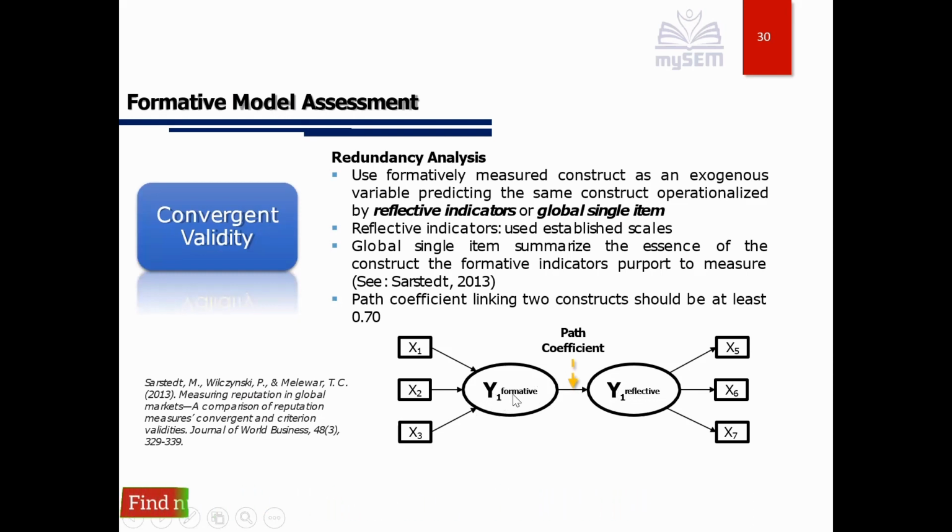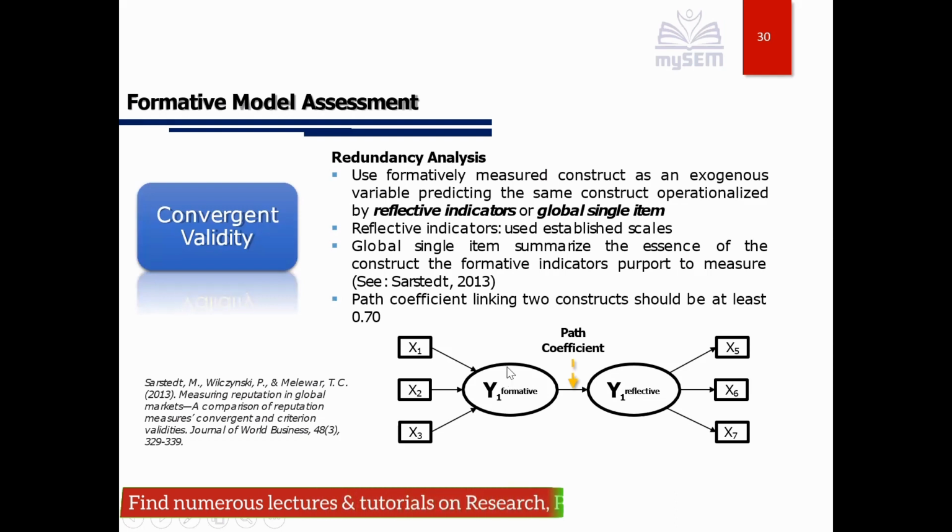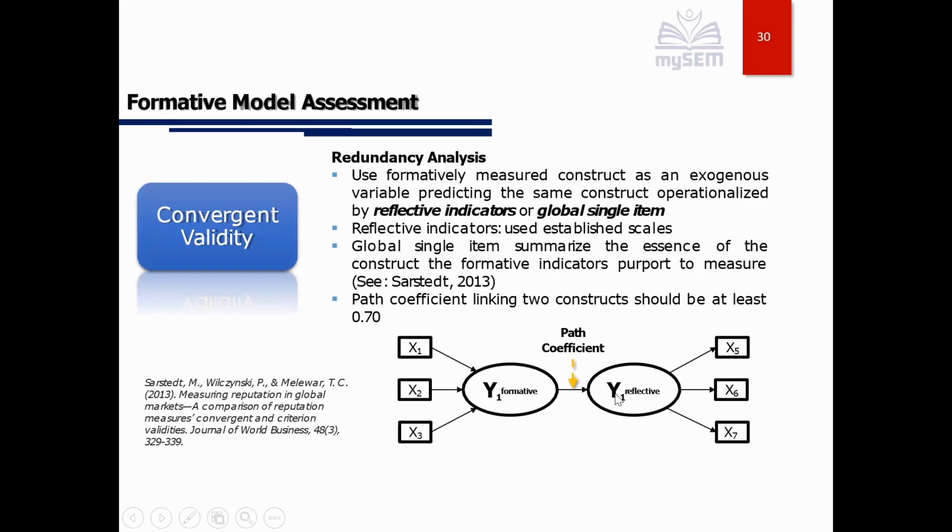I already gave the example. Here Y1 is the HRM, and I told you it will be formative. So maybe I took human resource planning, recruitment, selection. They form the HRM, that is Y1. And here the global single item is maybe the overall implementation of HRM.